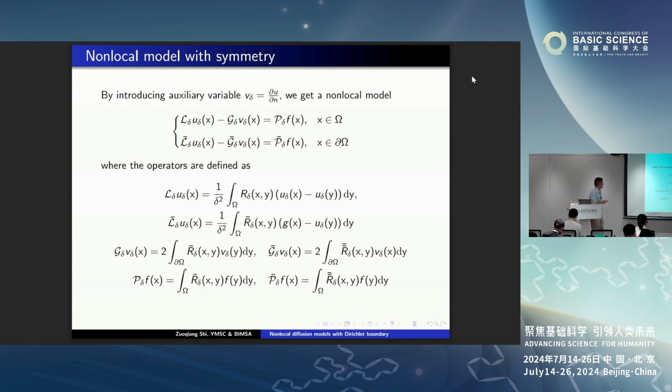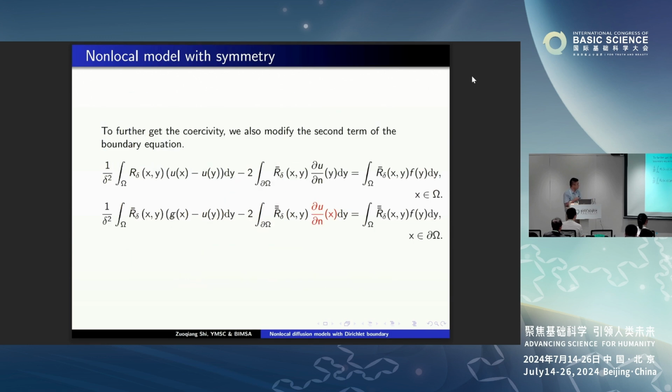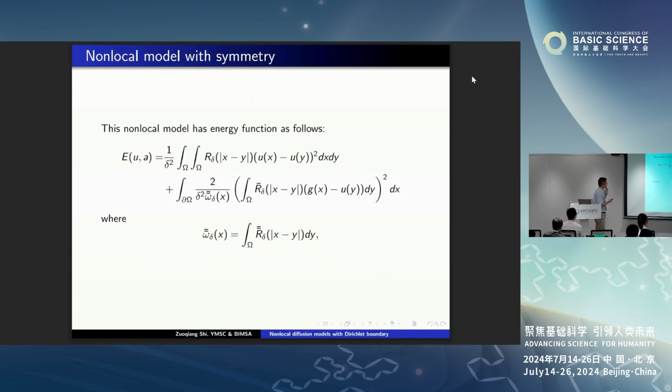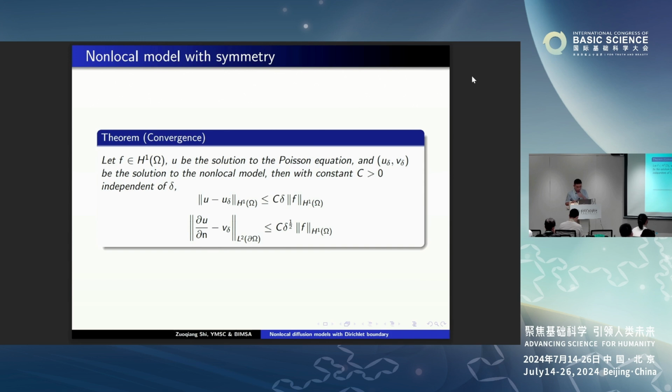Based on this observation, we can get a nonlocal model in this form, a little bit complicated, but the idea is very simple. It's just based on the previous ideas. And this nonlocal model has a variational form, which can be written associated with this energy function, which means that it is symmetric. And this energy function is also coercive. Then the well-posedness of that nonlocal model can be proved straightforwardly using the standard Lax-Milgram theorem. And we can also get the convergence as delta goes to 0.